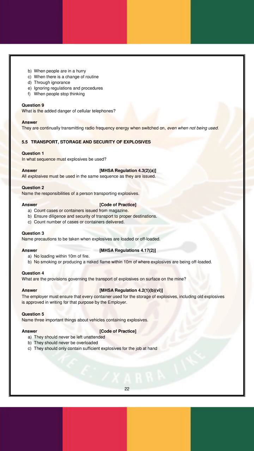Question 3. Name precautions to be taken when explosives are loaded or offloaded. A. No loading within 10 m of fire. B. No smoking or producing a naked flame within 10 m of where explosives are being offloaded.